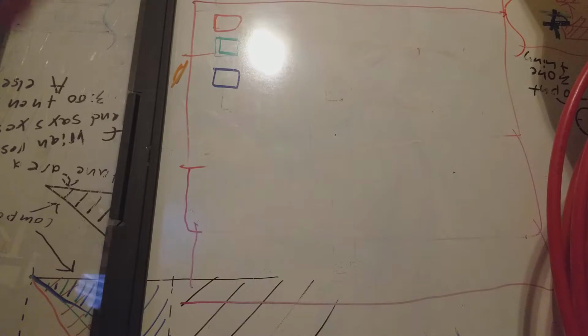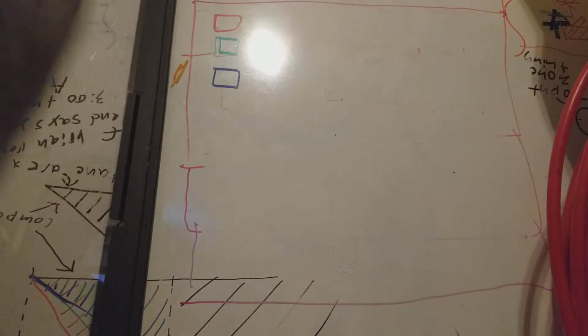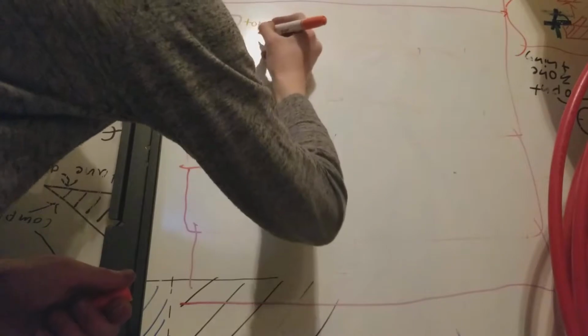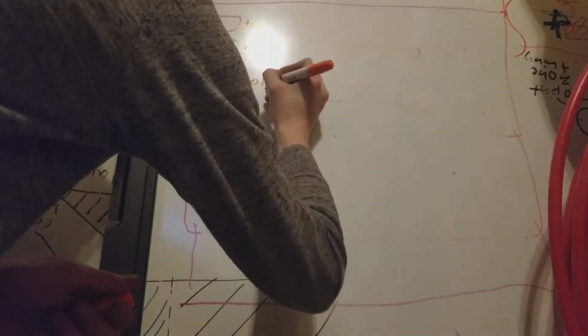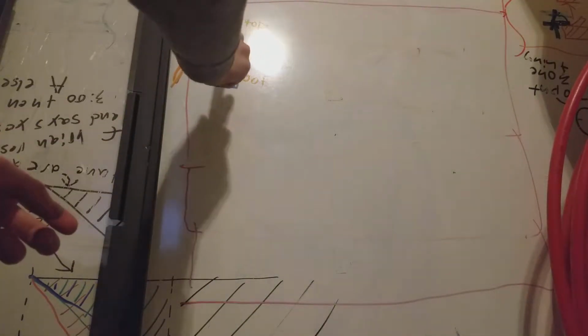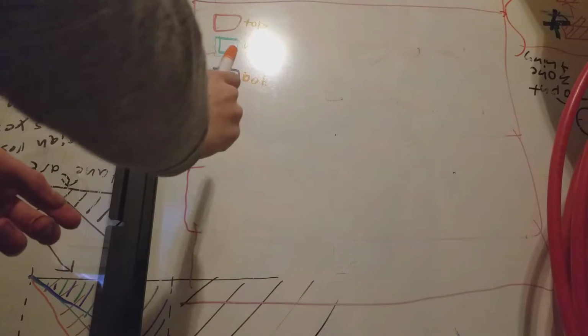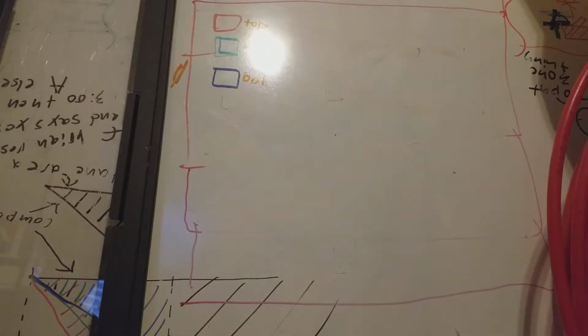Okay, so let me do a couple things really quick. So just labeling stuff. Let's do orange, I guess. So we have top flag, the middle flag, and the bottom flag, okay? That's what these colors will be from now on, okay?